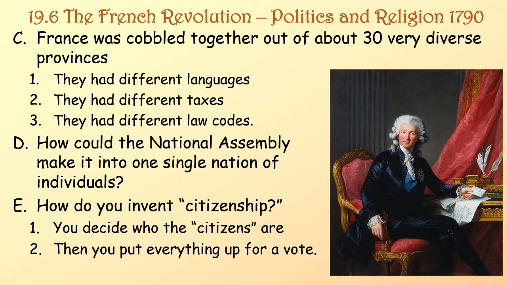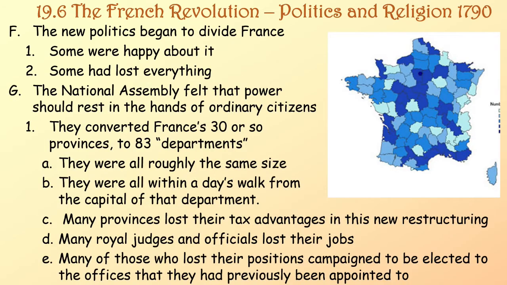France was also cobbled together out of about 30 very diverse provinces. They had different languages, they had different taxes, they had different law codes. The French language had not spread through all of these provinces yet. And how could the National Assembly make all of this into one single nation of individuals? And how do you invent citizenship? How do you decide who the citizens are? Then you have to put everything up for a vote.